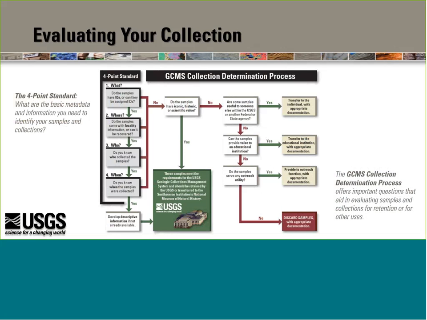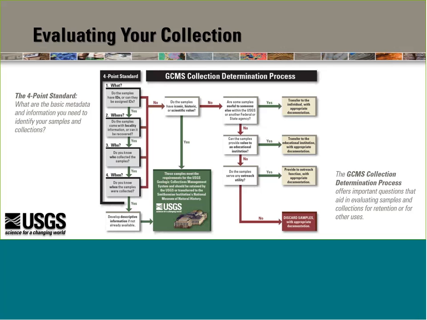How to evaluate your collection. The GCMS outlines a decision tree that highlights a tool that we call the 4-point standard. That 4-point standard is a series of 4 questions that basically ask what, where, who, and when, to identify what you collected, where it came from, who collected it, and when they collected it. And that provides the basis for essential metadata needed for these samples.